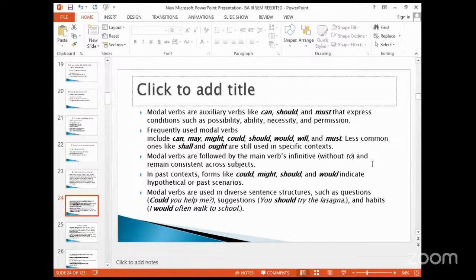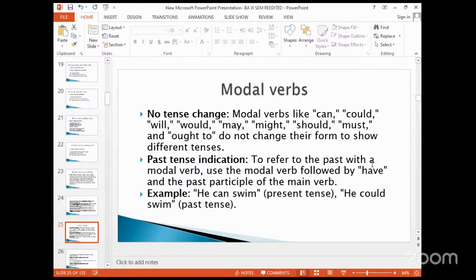In past context, forms like could, might, should, and would indicate hypothetical or past scenarios. Modal verbs are used in diverse sentence structures such as questions: Could you help me? And in suggestions like, you should try the lasagna. And habits: I would often walk to school. Right. No tense change is seen.